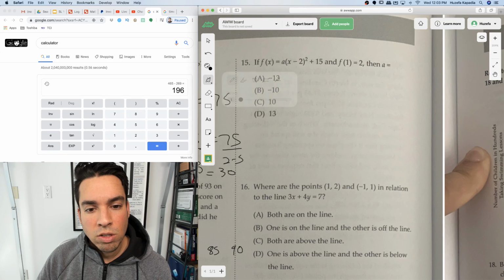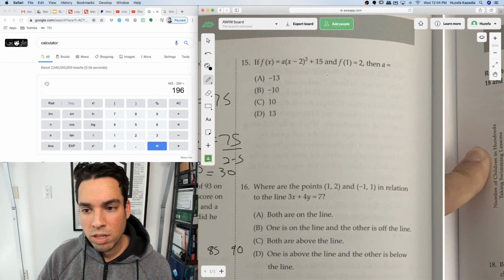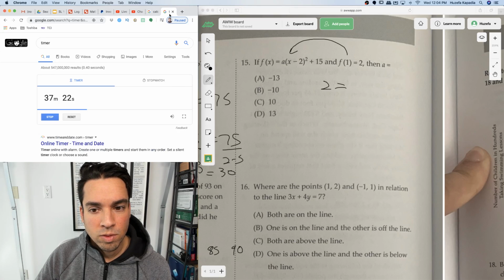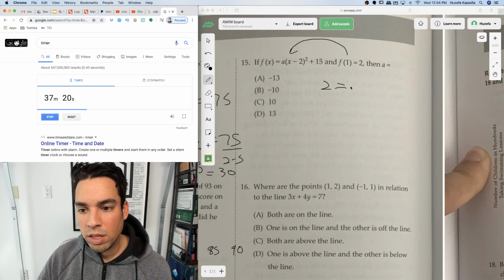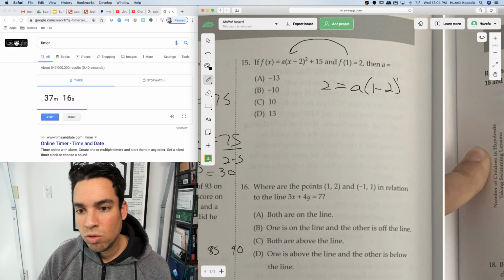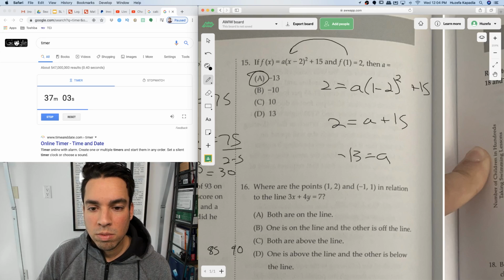If f of x equals this, f of 1 equals 2. So first thing, as soon as I see this function notation, this means when x equals 1, the function value equals 2. So I'm going to plug and chug. See how we're doing on time. 2 equals a times 1 minus 2, see, I plugged in the 1 for x, plus 15. Now we just got a straight up variable isolation problem. 1 minus 2 is negative 1 squared is 1, so a plus 15. Subtract 15, negative 13 equals a. Boom, done.